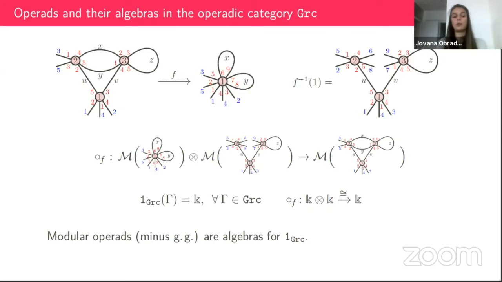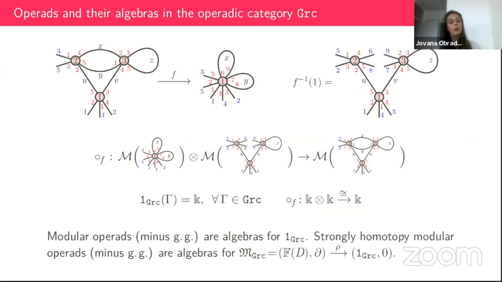And once we have encoded our modular operads as algebras for this terminal operad, we can introduce strongly homotopy modular operads as algebras for the minimal model of that terminal operad. So by definition, MGRC is the quasi-free operad whose differential has no constant or linear terms, equipped with a weak equivalence in the model category of chain complexes. Okay, so let me now show you the definition of MGRC.